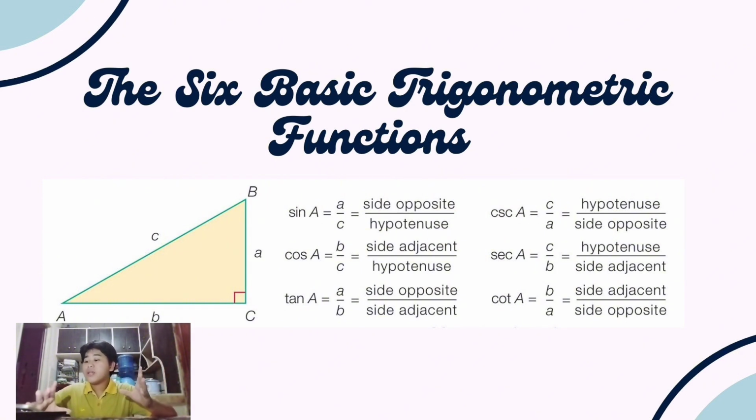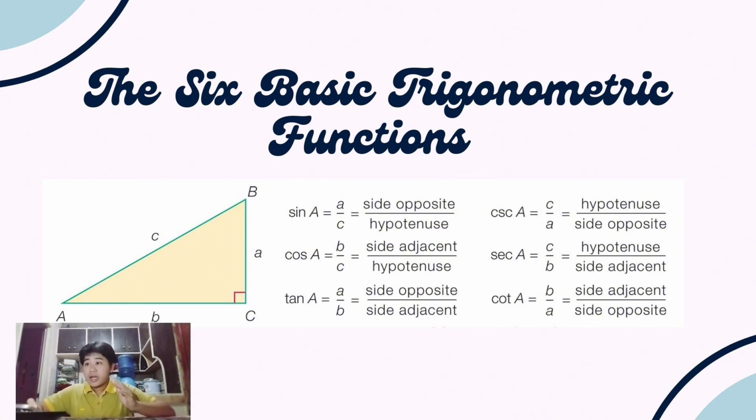It represents the ratio of the side opposite of an angle to the hypotenuse in a right triangle. The cosine is the side adjacent over the hypotenuse. This represents the ratio of the side adjacent to an angle to the hypotenuse. Third is the tangent, opposite over the side adjacent. It represents the ratio of the side opposite of an angle to the side adjacent to it.